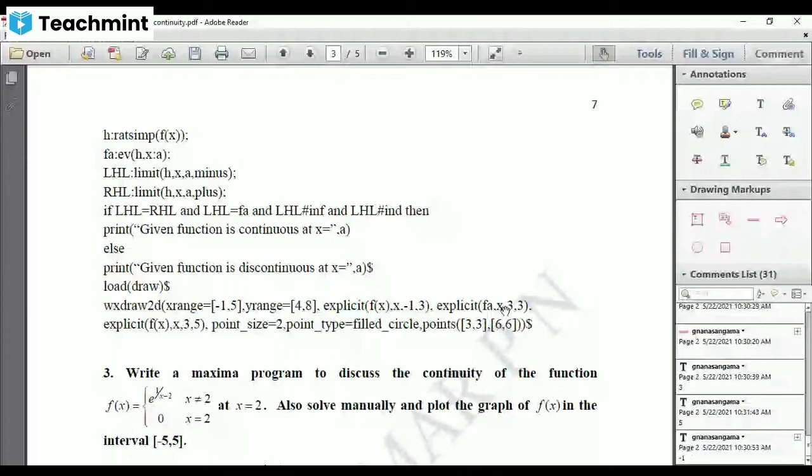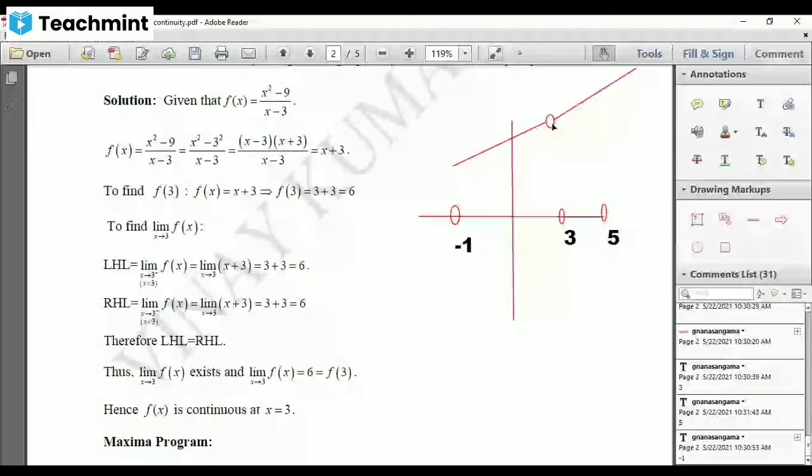Explicit f of x right hand limit ranging from 3 to 5. Point size, point type, everything is same. I want a point at 3 comma 3 x axis, y axis 6 comma 6. So this point range is x axis 3 to 3, y axis 6 to 6. Okay, so that point will come.